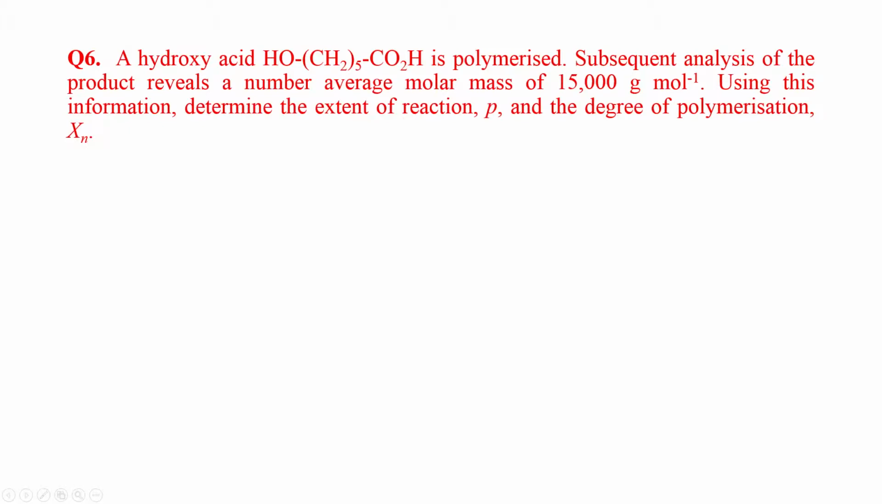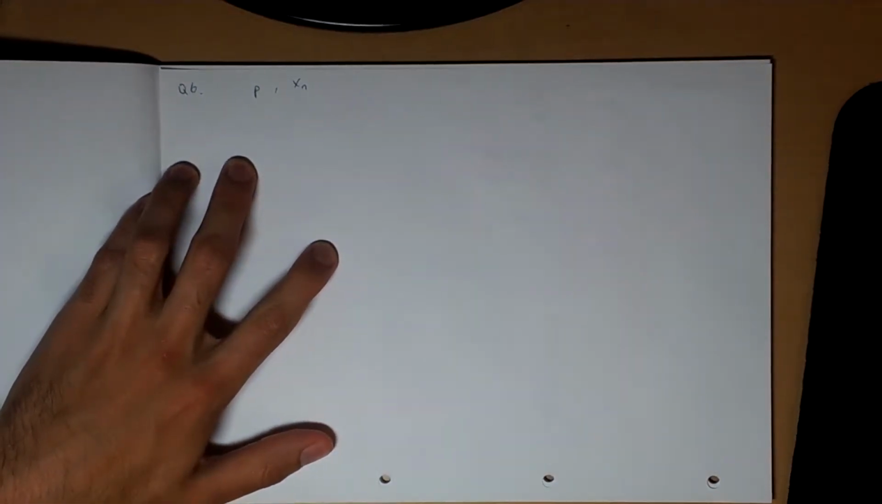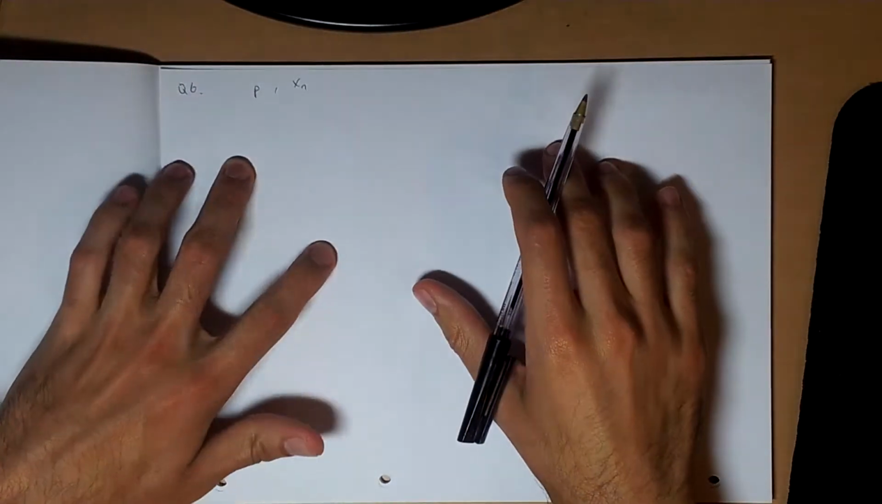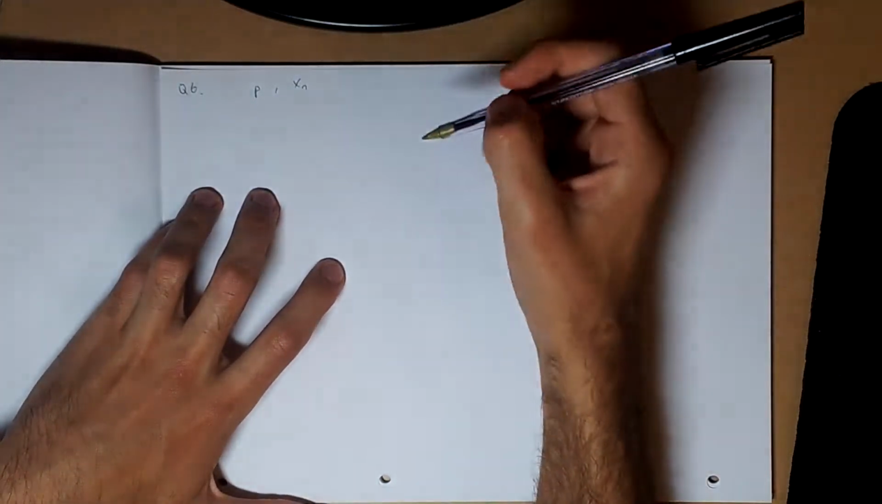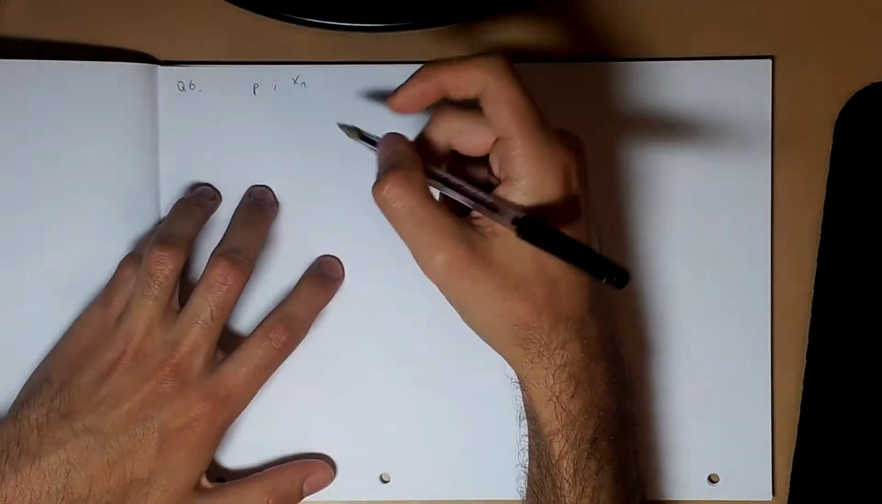So in this question we're told that a hydroxy acid is polymerized and we are given the number average molar mass, and we're asked to determine the extent of reaction P and also the degree of polymerization Xn.